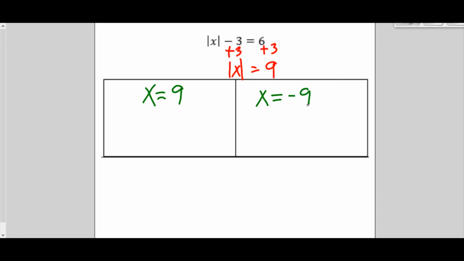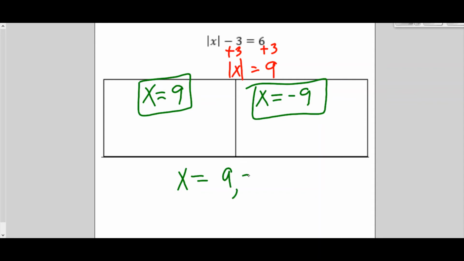And on this one, there's nothing to solve. You're done. So x equals 9 or x equals negative 9. So this is your two solutions for this problem. When you type your solutions in MathXL, you could type it as x equals 9 comma negative 9. So this would be your solution if you were to type it in MathXL.